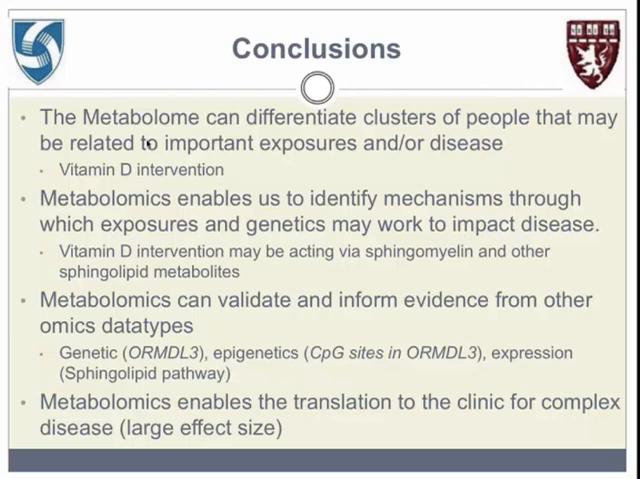Metabolomics also enables us to identify mechanisms through which exposures and genetics may impact disease. We show this by looking at an exposure, in our case vitamin D, and decomposing how it may operate with a gene and metabolites to cause asthma. We can also validate these findings by adding evidence from other omic data.